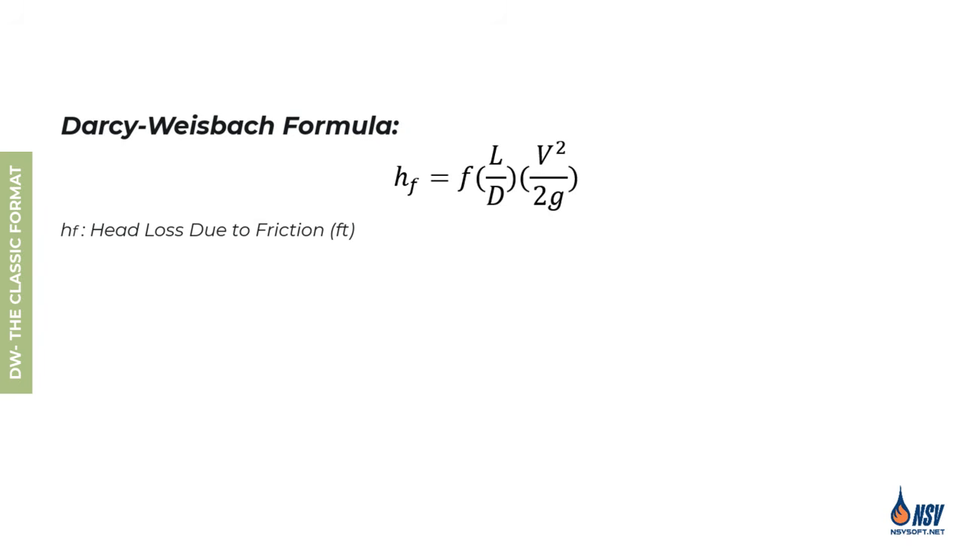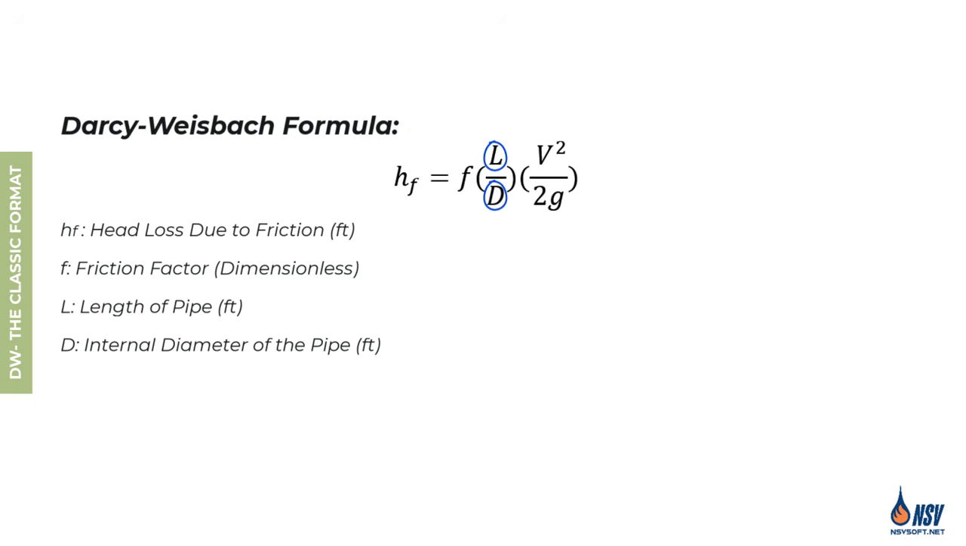In academic textbooks, the Darcy-Weisbach equation calculates head loss in feet using the format shown on the screen. In this equation, F is the dimensionless friction factor, L is the pipe length, and D is the inside diameter, both measured in feet. V represents the fluid velocity in feet per second, and G is the acceleration due to gravity in feet per second squared.